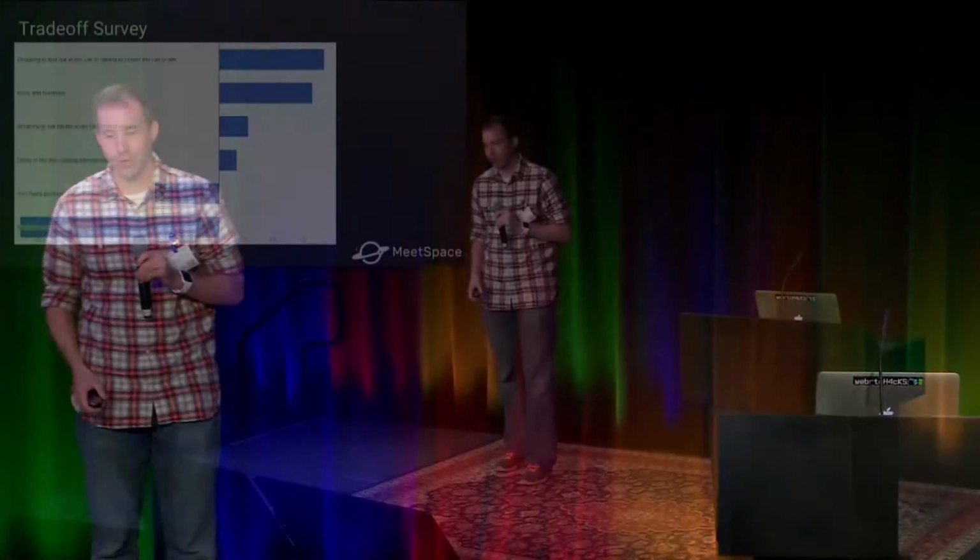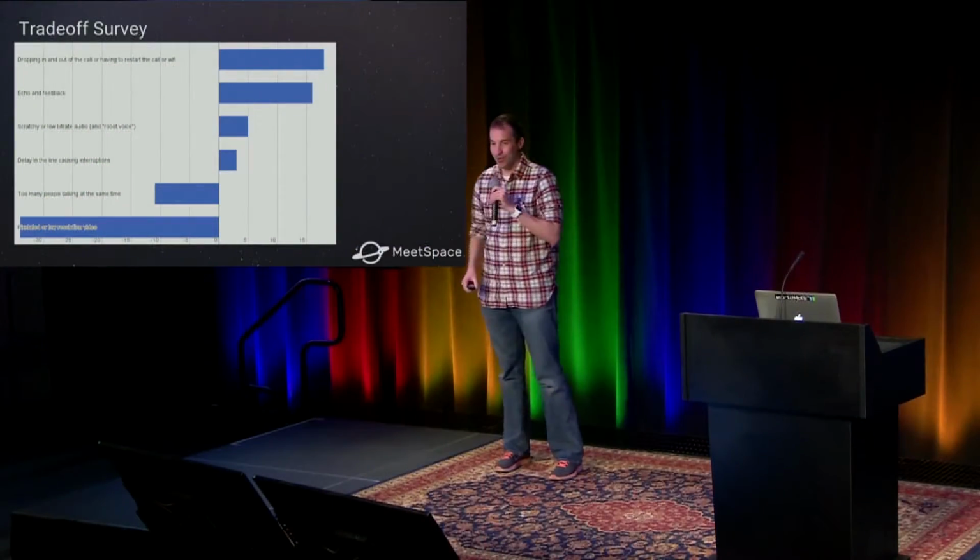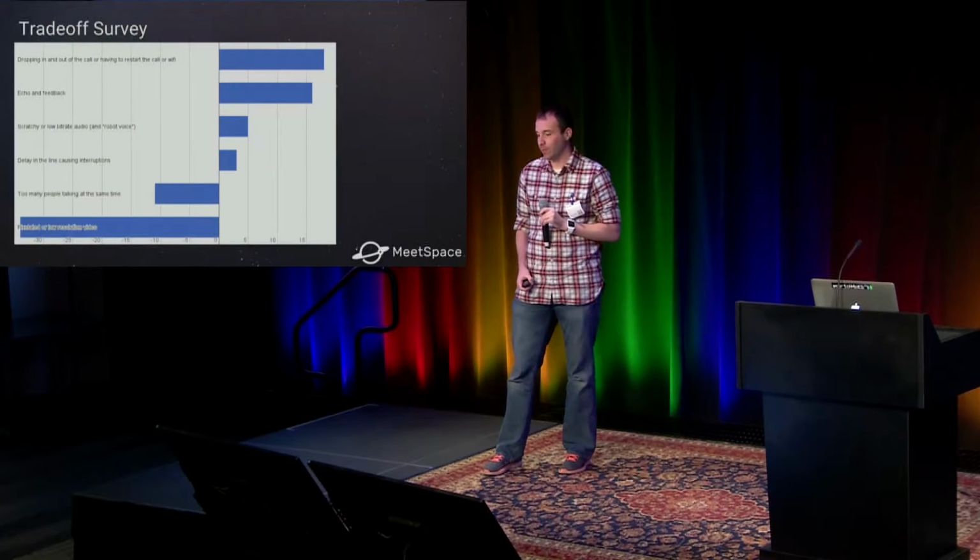Yeah. So the number one thing people were frustrated with was dropping in and out of the call or having to restart the call or restart their router or restart their computer. After that was echo and feedback. And then after that, scratchy, low bitrate audio, the dreaded robot voice, delay in the line, causing people to interrupt each other because they can't tell when someone else is going to speak.